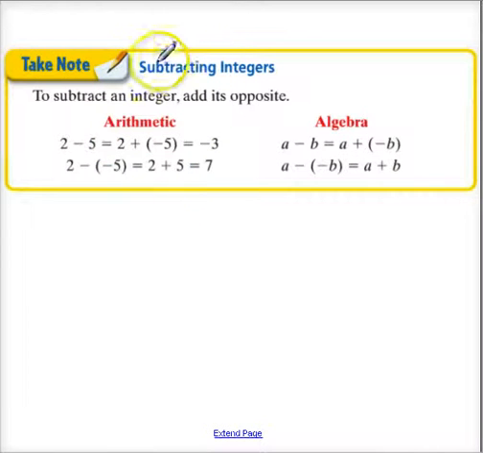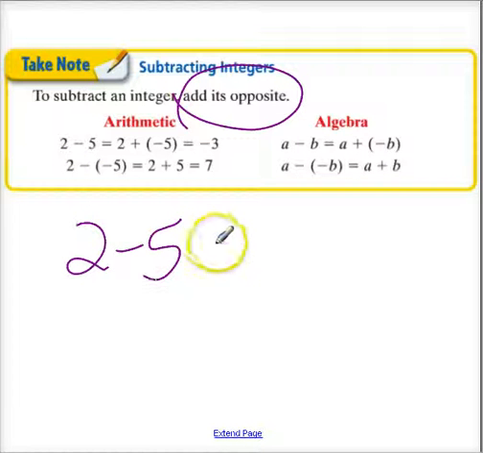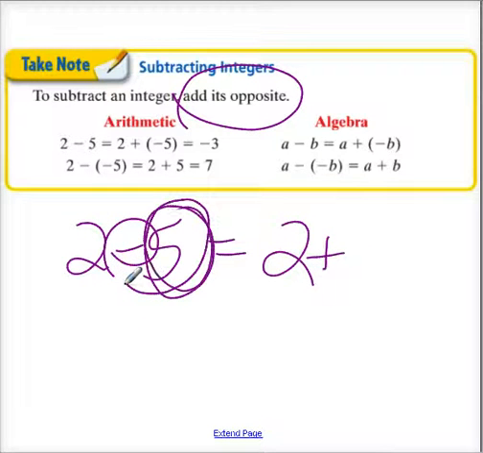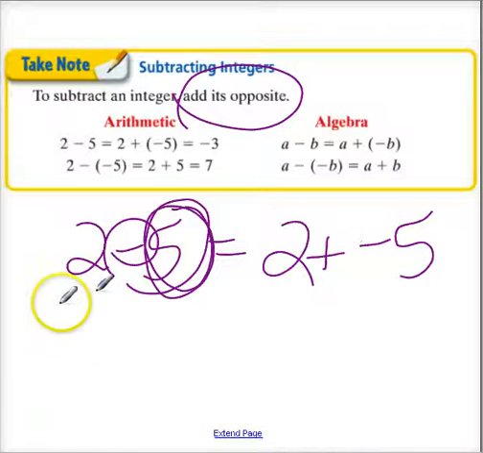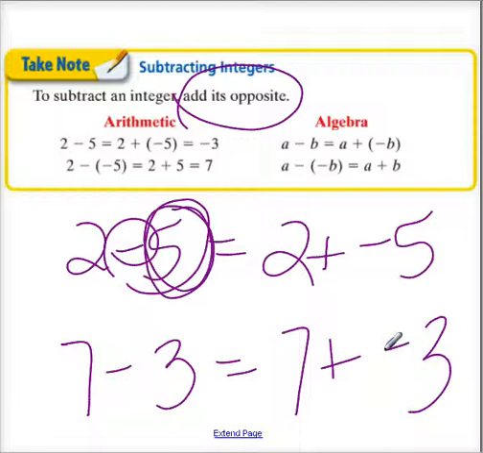If you noticed, with our models, we didn't always have enough units to take away from. So when you subtract, the rule is you can also add its opposite. So in this example, 2 minus 5. This is the same thing as changing the minus sign to plus, and the sign of your second number, this was a positive 5, I change it to its opposite, negative 5. Here's another example. 7 minus 3, I change it to 7 plus a negative 3, adding the opposite.